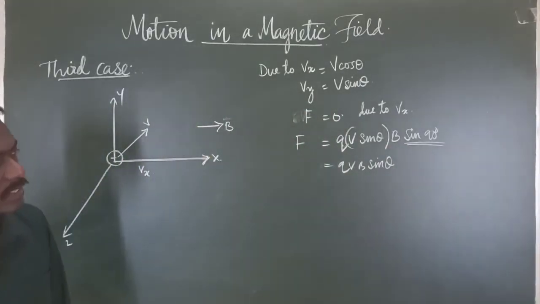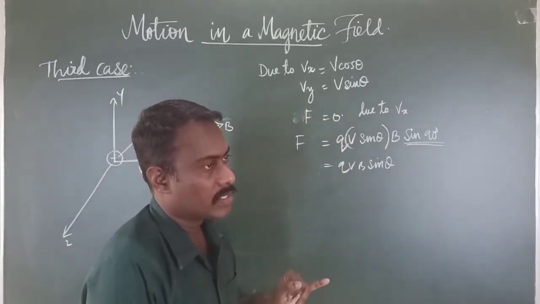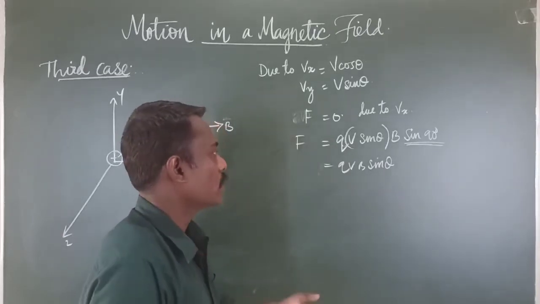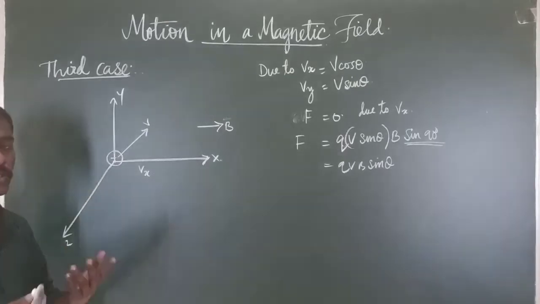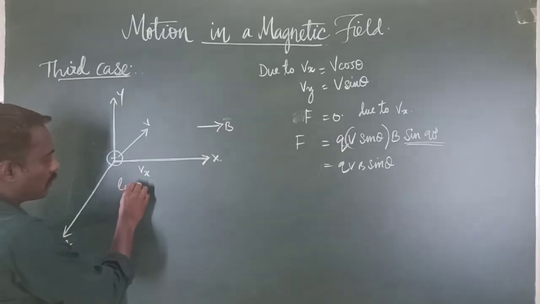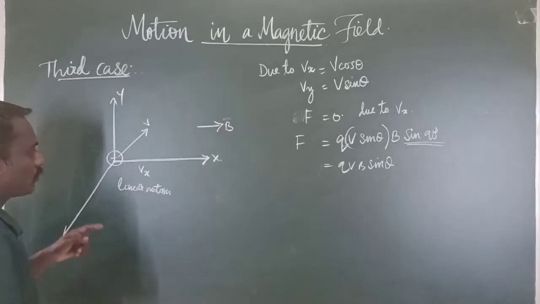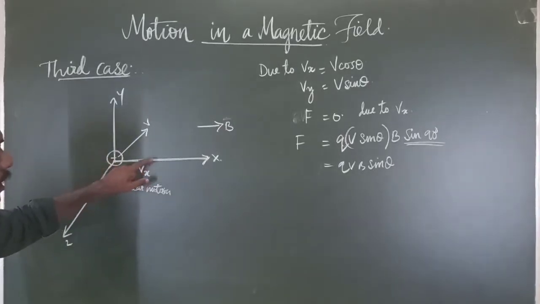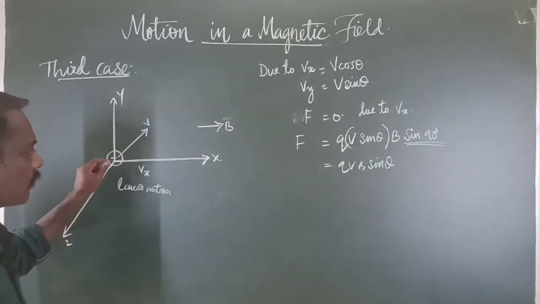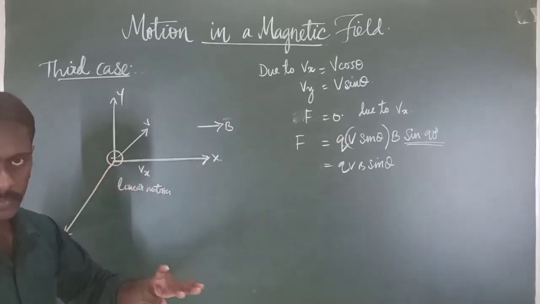So the total force exerted on the moving charge will be when the particle is moving other than 0 degree, 90 degree and 180 degree. So the moving charge has two kinds of motion here, a linear motion through the Vx, so that means when the angle between the magnetic field and the velocity vector is 0, 90 or 180.